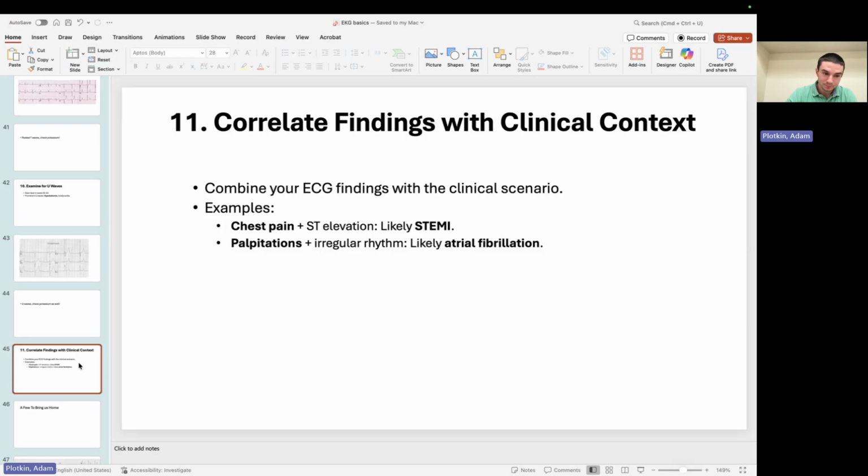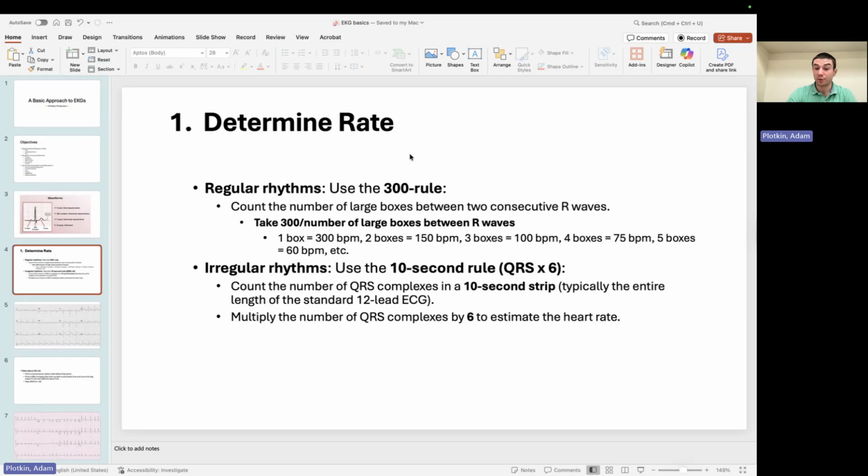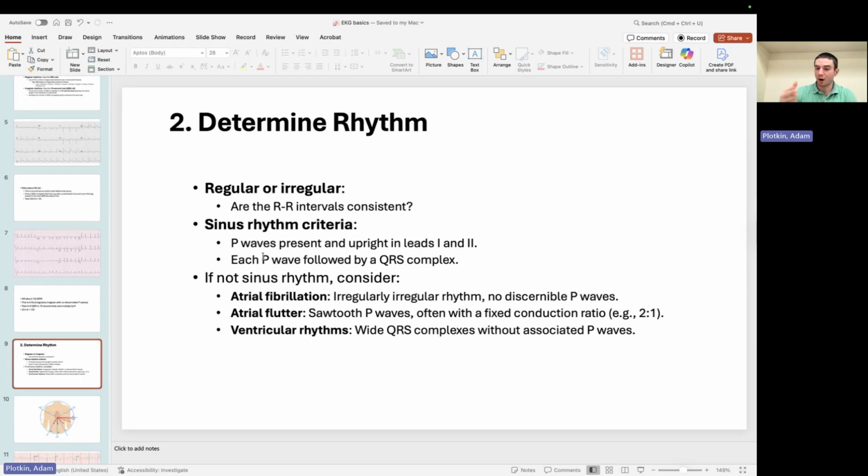Okay. And then, just for the sake of it, rate, right? If the R to R intervals are normal, 300 divided by the number of big boxes. And if they're irregular, you take the number of QRSs times 6. Okay. Rhythm, right? Are the R to R intervals consistent, or are they not? So regular versus irregular. And then is it sinus? Is there a P before every QRS, a QRS after every P? And are the P's upright in 1 and 2? And are they down in aVR?